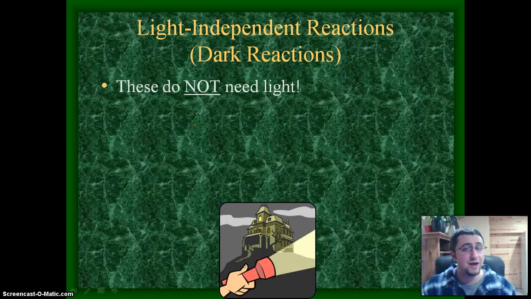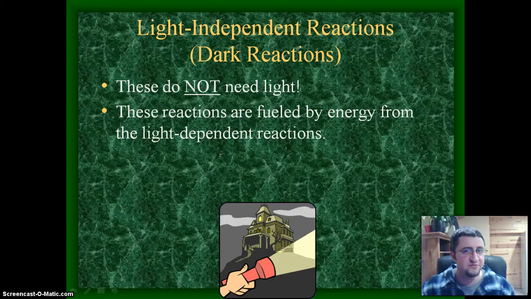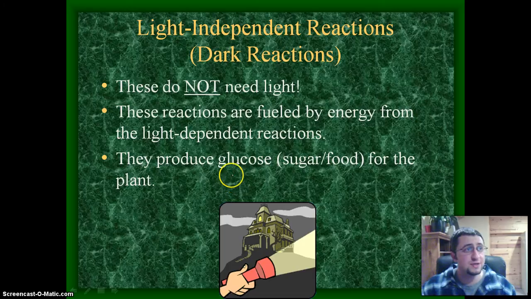The light-independent reactions do not require light. These reactions are fueled by energy from the light-dependent reactions, and this is where our glucose is formed. This is where the glucose comes from, the food that plants use.